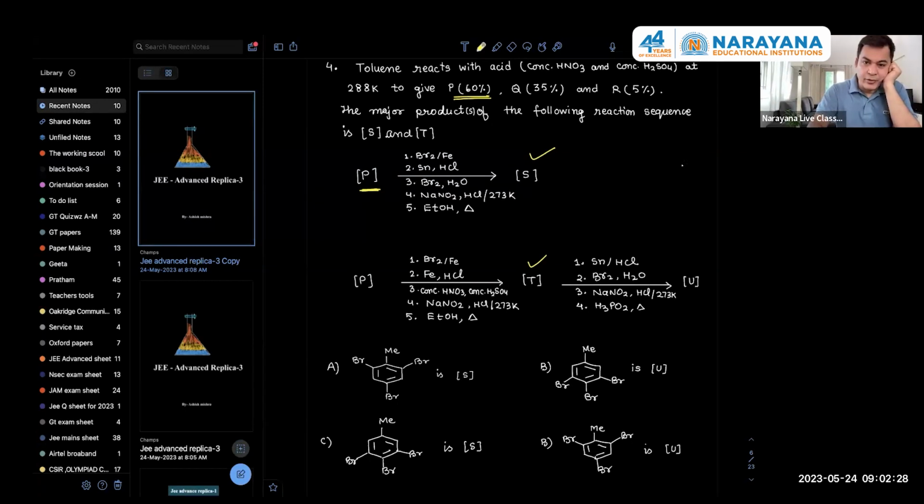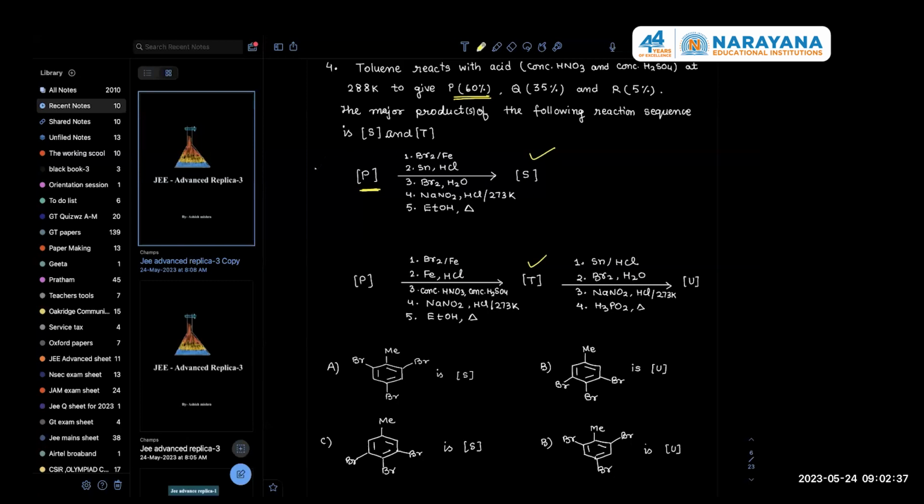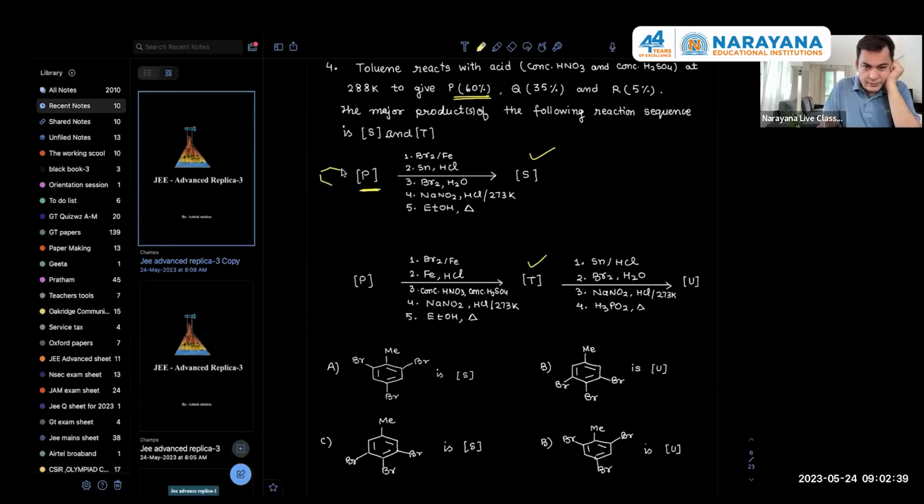First of all, tell me what P is, what product you are getting from the theory part. Para-nitrotoluene. Actually, this is wrong.